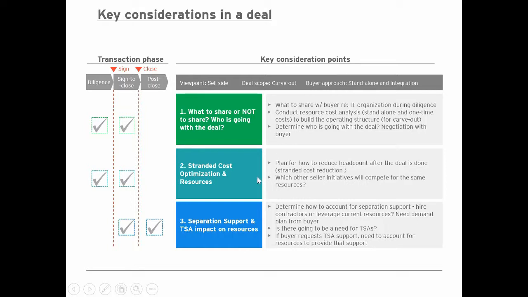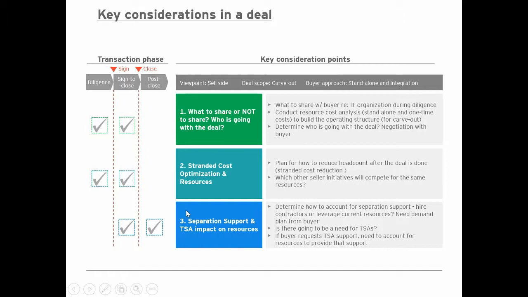The second consideration is to optimize your stranded costs and resources for the remaining company. A really good best practice is having a plan in place to reduce headcount after the deal is done. And a good way of doing this is to have a good perspective on what the critical resources are that the remaining company would need early on in the deal, and then negotiating with the buyer to move as many of those resources to the buyer that are not required by the remaining company. This will significantly decrease the stranded cost.